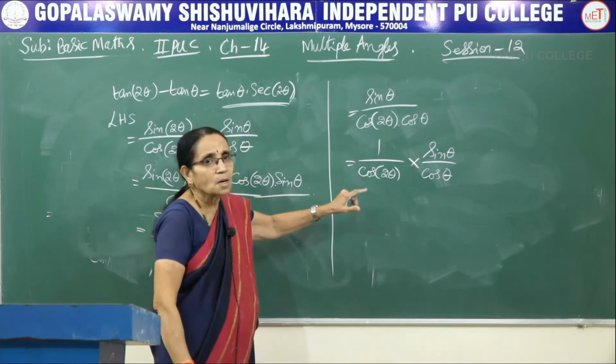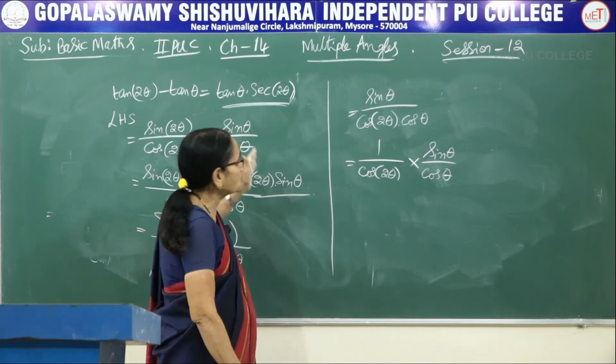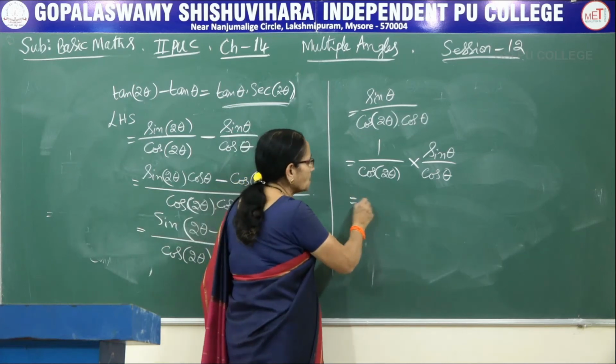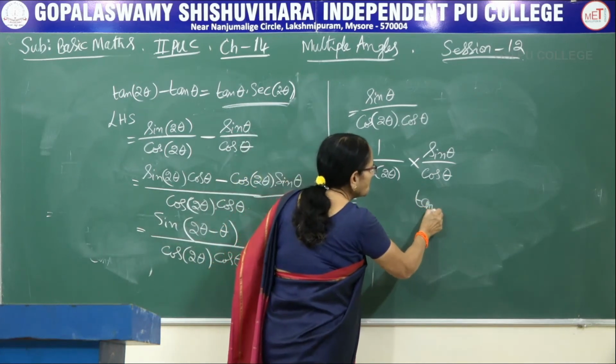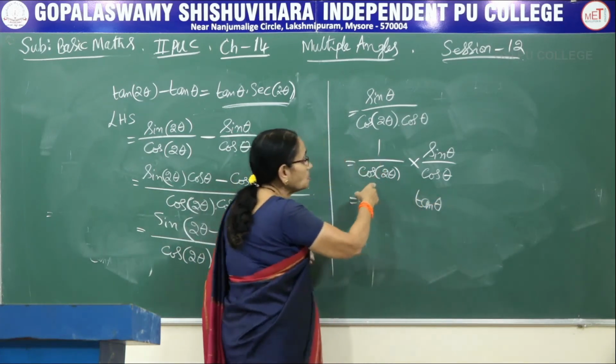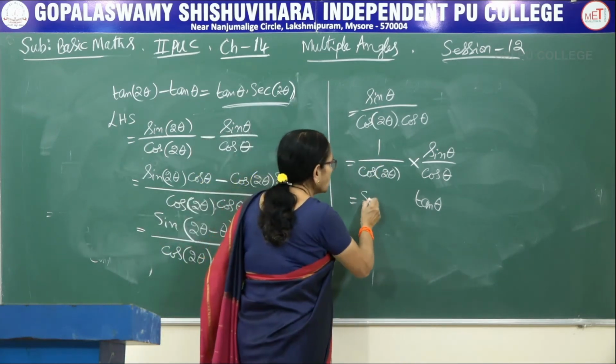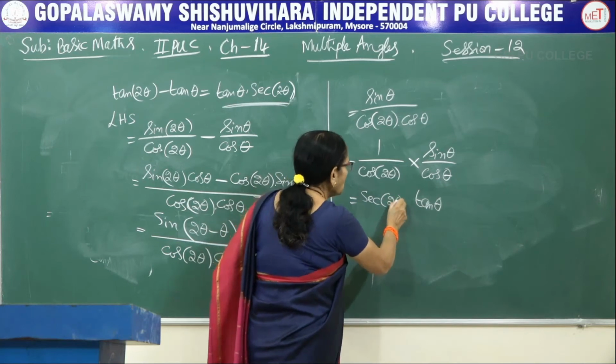So what is tan theta equal to? Here only I have written sin theta by cos theta. So I am writing in that form. So sin theta by cos theta can be written as tan theta. And what is 1 by cos theta? It's the reciprocal of secant theta, hence I can write it as secant of 2 theta.